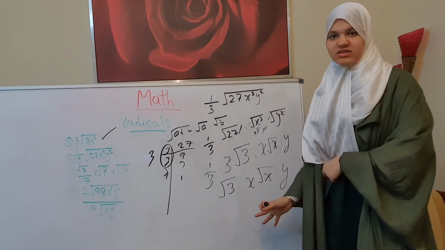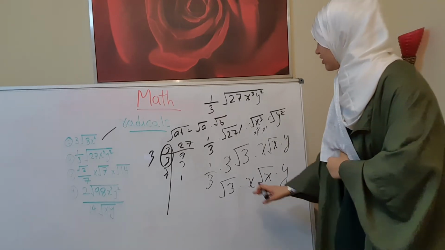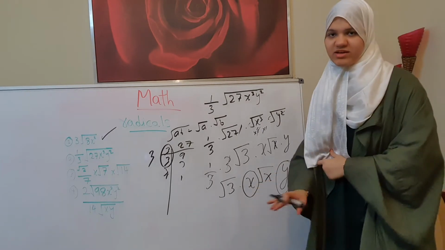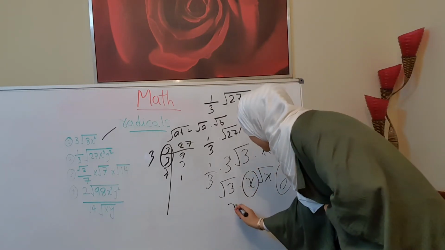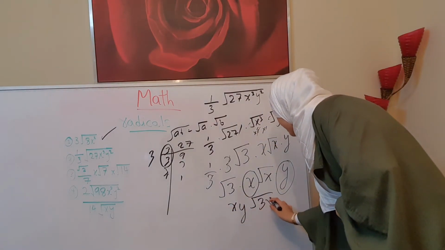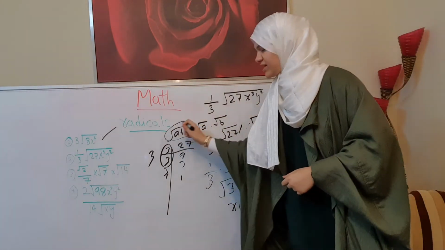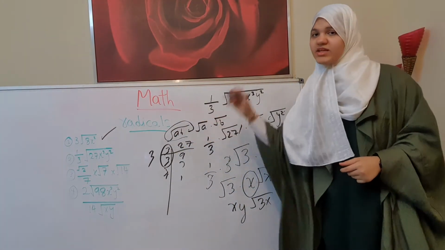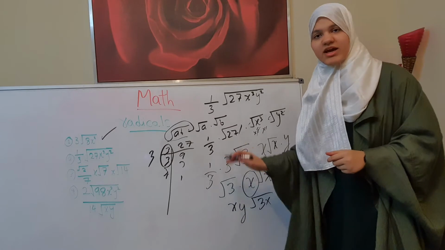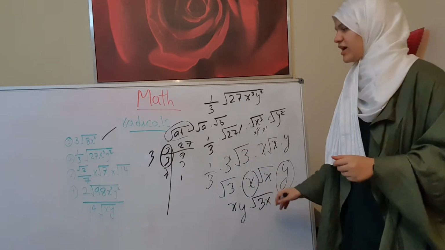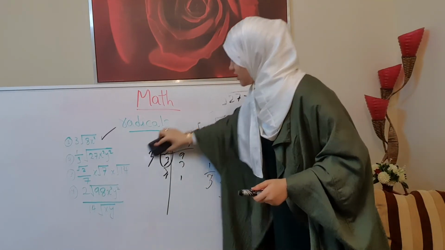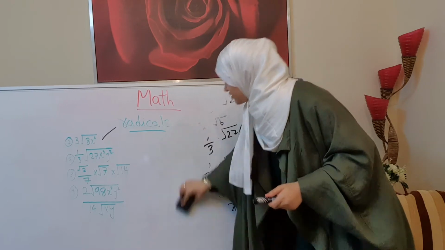Now let us arrange it. Here, x and y don't have any radical. That means we'll make x times y radical 3x, as we do here. Radical AB is the same as radical A times radical B. So that was the second question. The final answer is xy radical 3x. So the second question, we solved it. Now let us go to the third question.